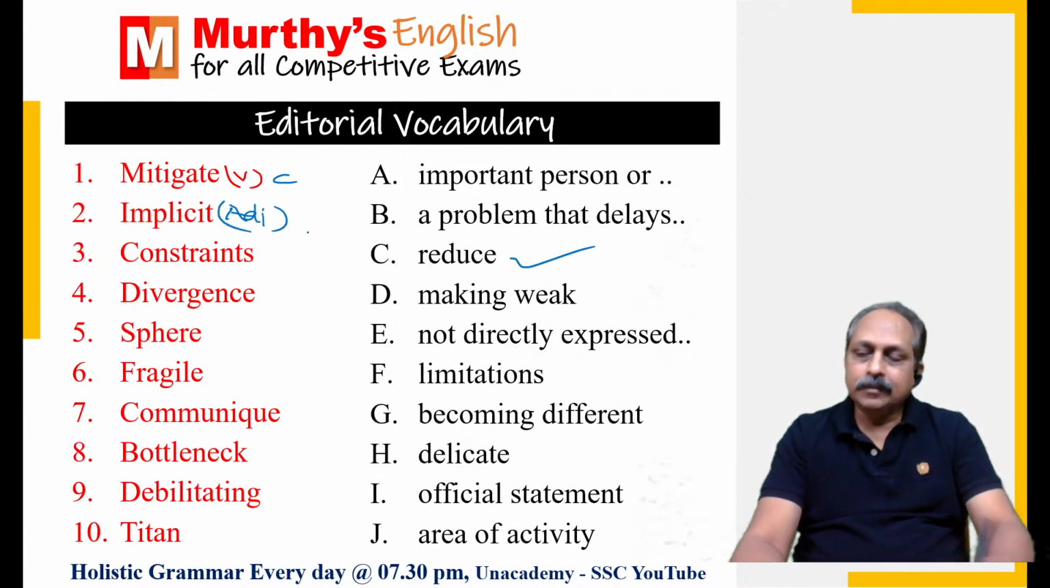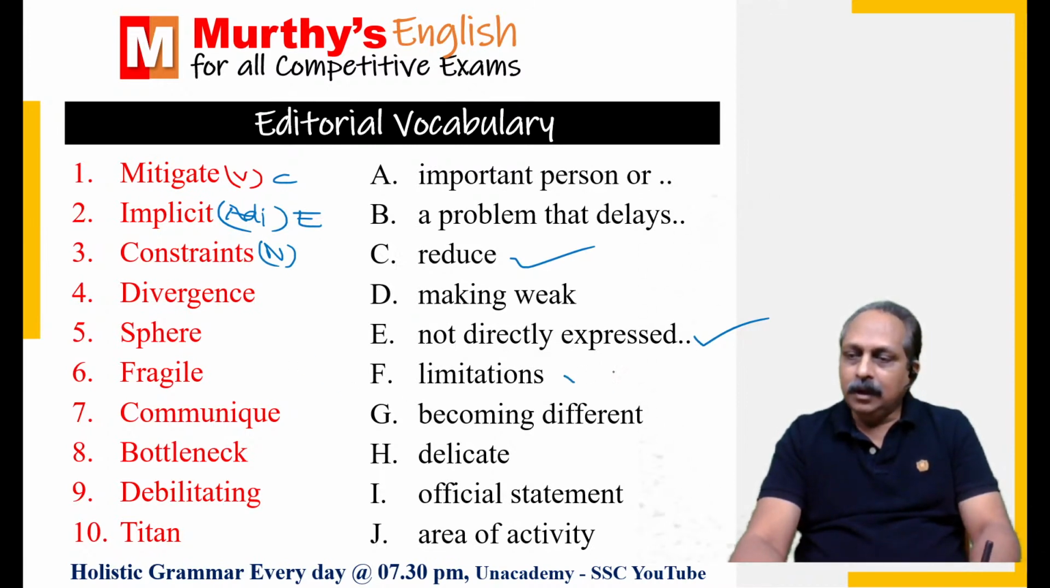Adjective. Important when it comes to answering questions related to passage. You should have the ability to judge what is explicit, what is implicit. So implicit means what? Not directly expressed. Answer is E. Constraint singular, constraints plural. That means noun. What does it mean? Limitations. Yes, F is the answer.